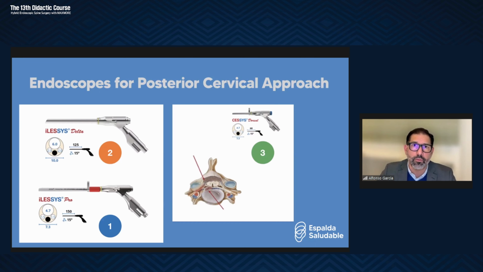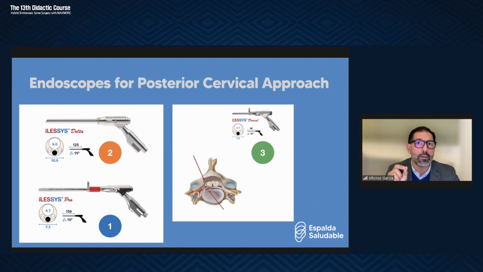In one of the available scopes that we have, this company has 3 scopes to address the cervical spine. I personally like to use one with the smallest outer diameter, but the largest working channel, which is called in this picture, the Elysis Pro, which has a 7.3 outer diameter with a 4.7 working channel.